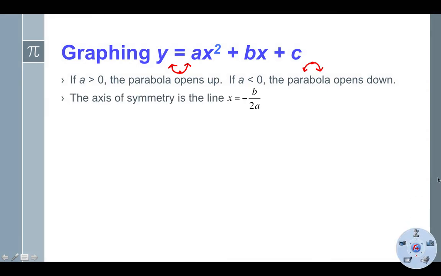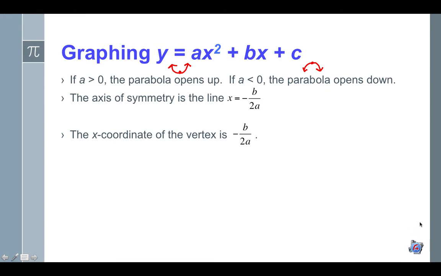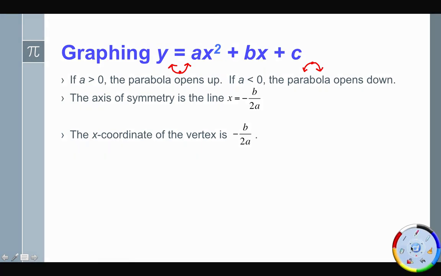All right, the axis of symmetry is the line x equals the opposite of b over 2a. Now, this is a very, very important number, the opposite of b over 2a. We are going to use this number quite often today and often later on in the chapter. The line of symmetry goes through the vertex, so the x-coordinate of my vertex is x equals the opposite of b over 2a.